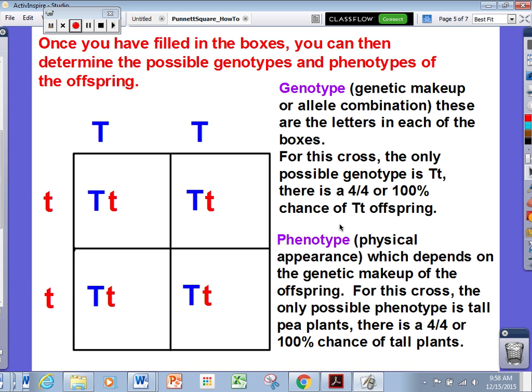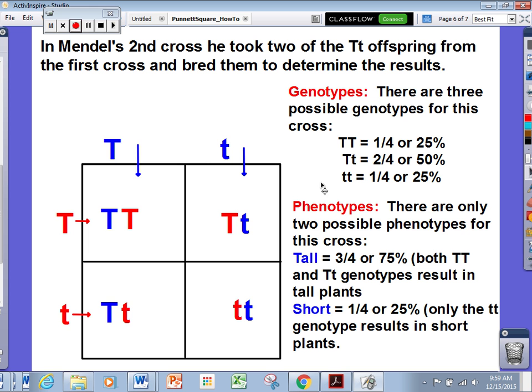That's the genotype. The phenotype is the physical appearance, and that depends on or is determined by the genetic makeup of the offspring. So for this cross, the only possible phenotype, the only possible physical appearance for these plants, is tall pea plants. There's a 4 out of 4 or 100% chance of tall plants. That's because there's a capital T in each of these boxes. Every time there's at least one capital T, you know that the dominant trait is going to be shown. And here, dominant is tall pea plants.